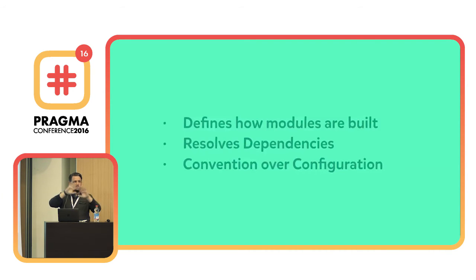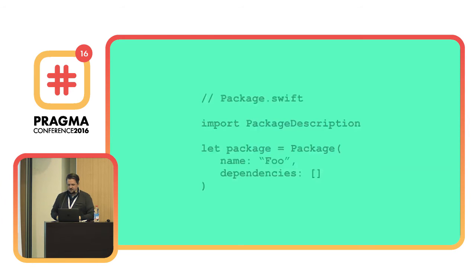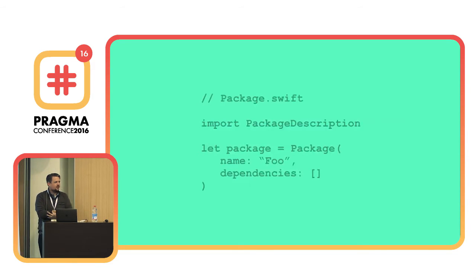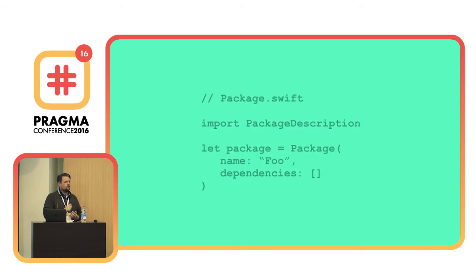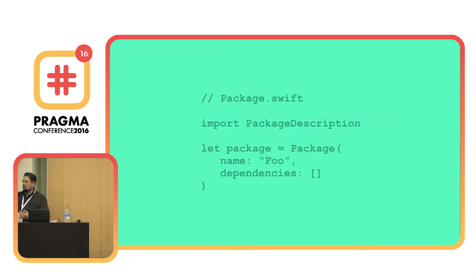So there is no Xcode project. There may not even be any Xcode, which kind of makes me smile. This is essentially the Xcode project. It's a Package.swift file that exists in the root of your project. You import the PackageDescription module at the top. You define something called a Package. You give it a name and some dependencies, and that's all you need to do. In fact, the dependencies, since it's empty, could be omitted. This is enough to build a project.